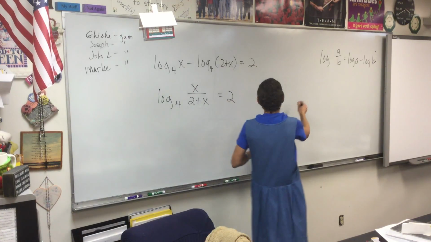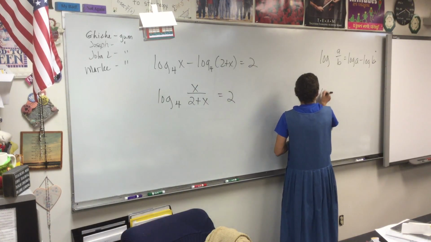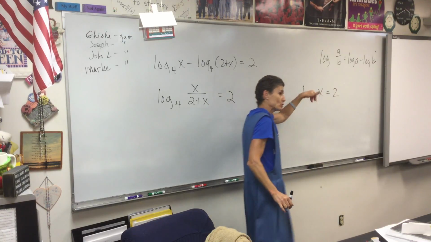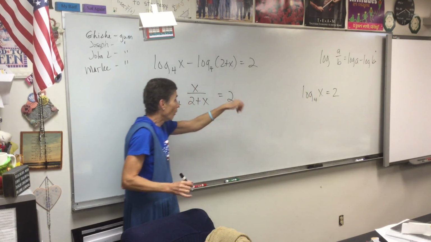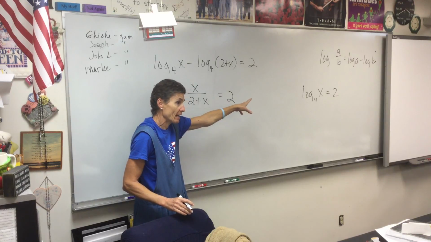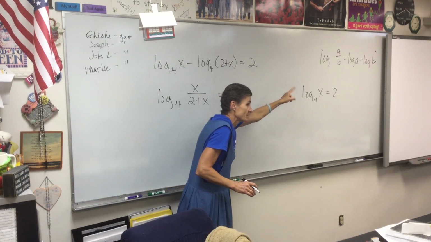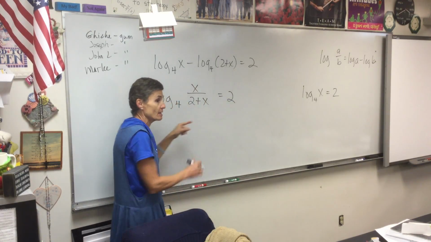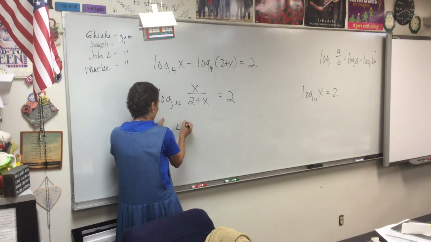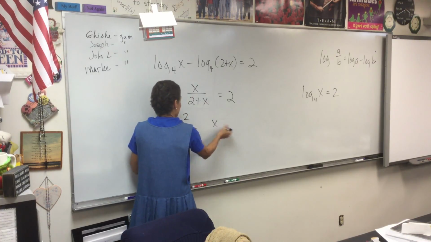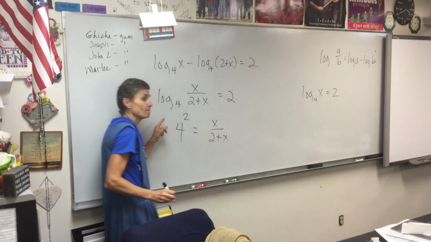Let's step over here for a minute. What if the problem had been this? That was on the quiz you just took. What would you do with that? If you had to figure that out, what would you do? You'd say 4 to the second equals x. So what are we going to say here? 4 to the second equals x over 2 plus x.